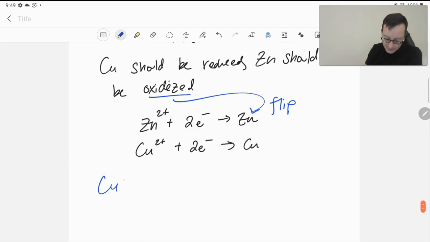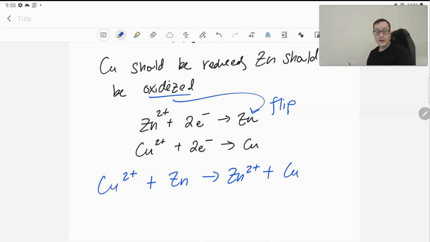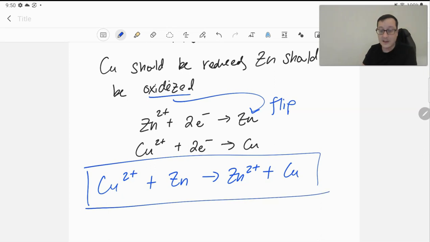We'll end up having copper 2 plus, the number of electrons are the same, I'm just not going to include them, plus zinc turns into zinc 2 plus plus Cu. And so we should see copper being reduced. Indeed, its oxidation number goes from +2 to 0. And zinc should be oxidized. So zinc is going from 0 to +2. That's oxidation. We're all set. This is the reaction that's going to take place in our voltaic cell.